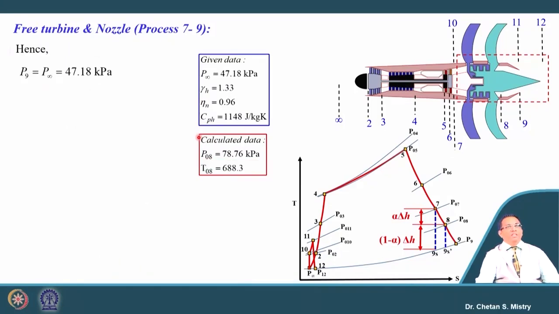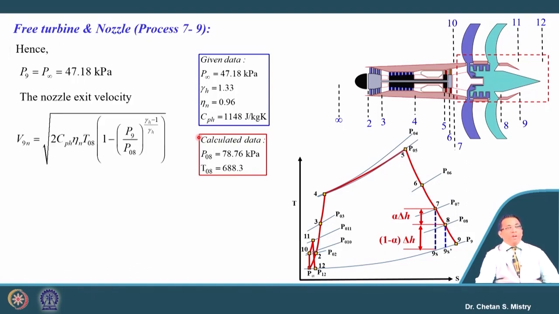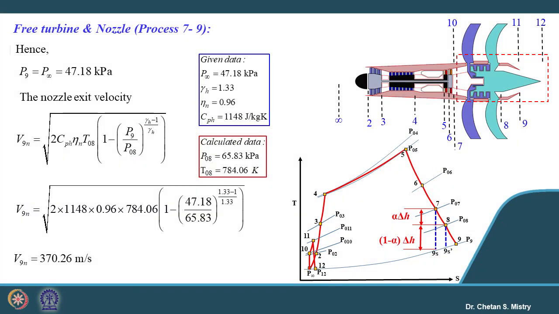Now, if that is the case, we can put P9 equal to P infinity, which is 47.18 kilopascal. Now, our requirement is to calculate the exit velocity. Here, rather than putting in a few more steps, we have kept the relation straightaway in terms of pressure ratio. Let us put the numbers.